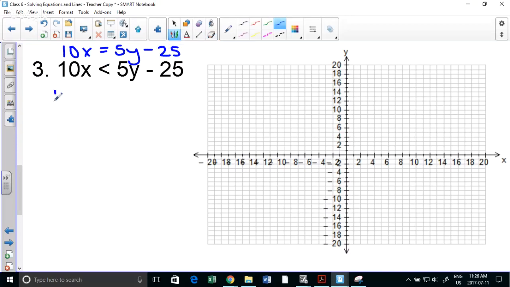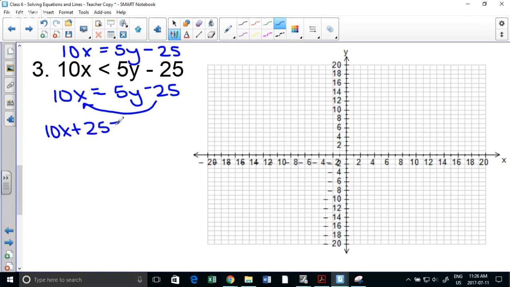So I'm ignoring the inequality. I'm going to change this to functional form. So I'm going to move this over, and then I'm going to divide both sides by 5. So 10 divided by 5 is 2. 25 divided by 5 is 5. So now I can graph the line.